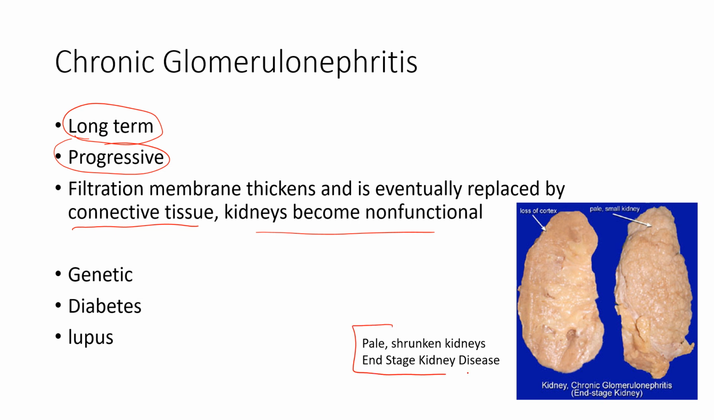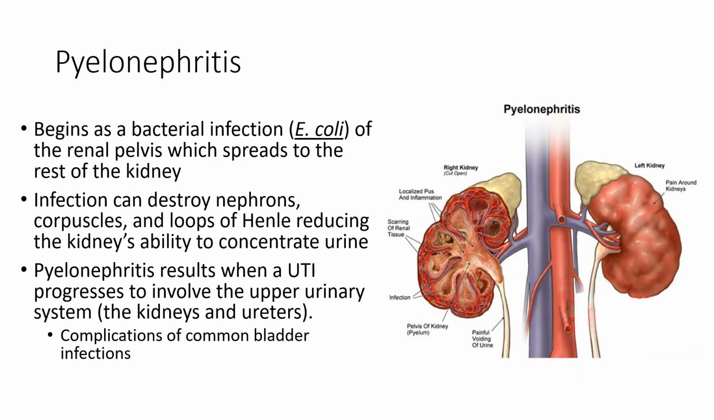So this right here, what you're looking at in this image, is chronic glomerulonephritis. This is at the end stage. This is the final, this isn't the onset of chronic glomerulonephritis. This is at the end of that. So underlying diseases, again, it could be a genetic issue, could be diabetes, could be lupus. So these things are underlying conditions for that. So this would be secondary chronic glomerulonephritis. Okay.